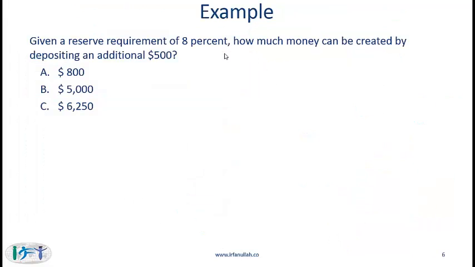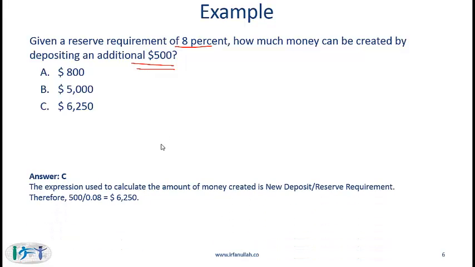Also do this simple example. You are given the reserve requirement and here is the additional deposit. How much money is created? The answer is quite straightforward. It is 500 divided by 0.08, which is 6250.